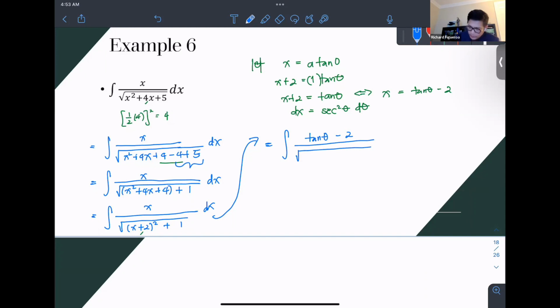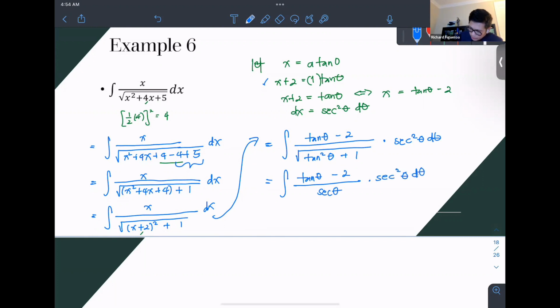Okay, so x plus 2, this one is x plus 2, which is tangent, and then square it. So tangent squared theta plus 1. So dx is secant squared theta d theta. So this would be tangent theta minus 2 all over, and tangent squared theta plus 1 is secant squared. Then the square root will just be secant theta, times secant squared theta d theta.